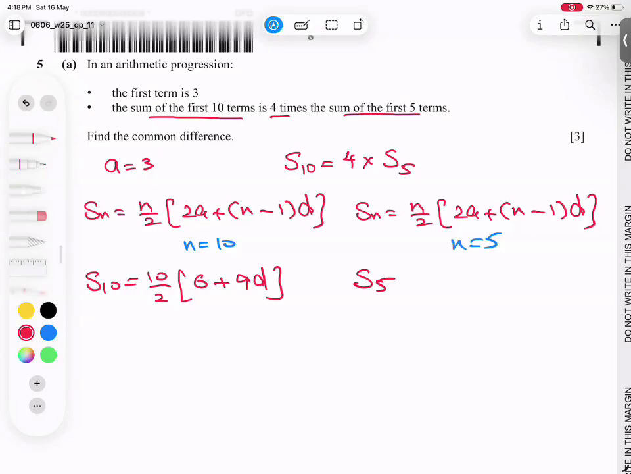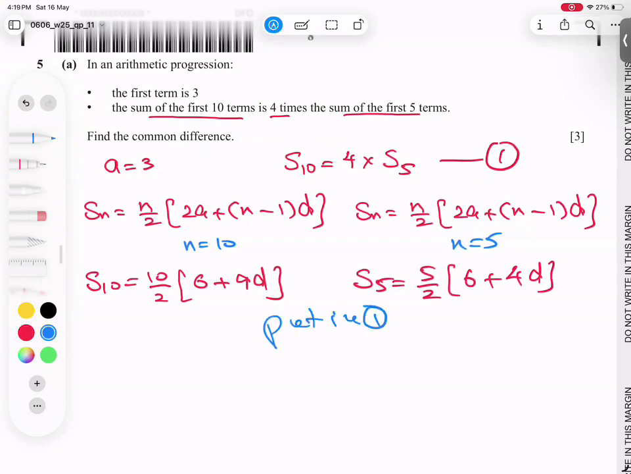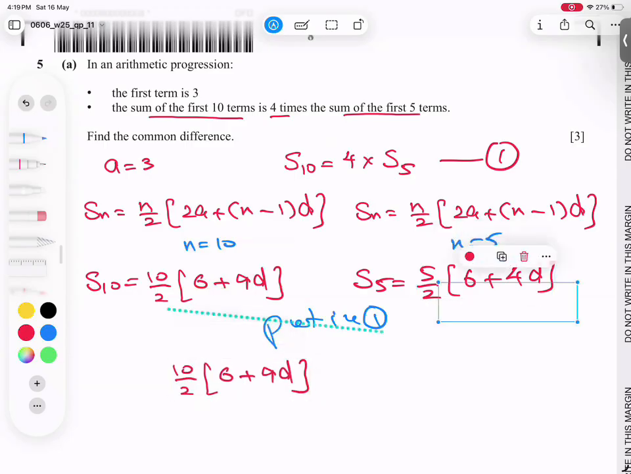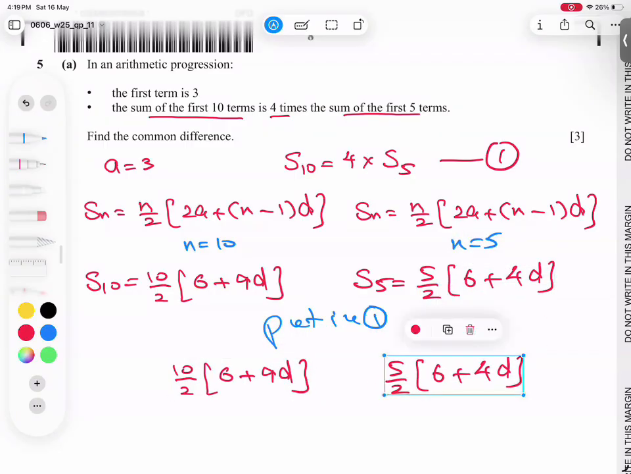Here, replacing n with 5, so 5 over 2, and 2 times 3 is 6, and 5 minus 1 gives us 4d. Now students, I'm applying the condition S10 equals 4 times S5. So this value, copy and paste, and this value, copy and paste here. In the middle, we have 4 times that.